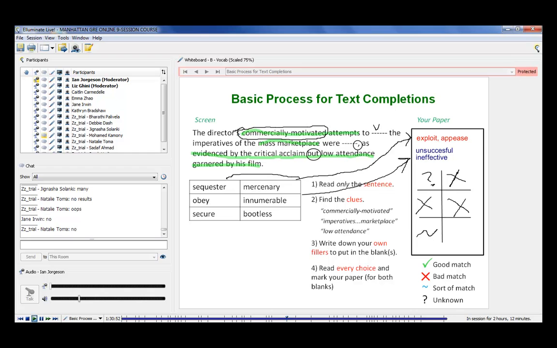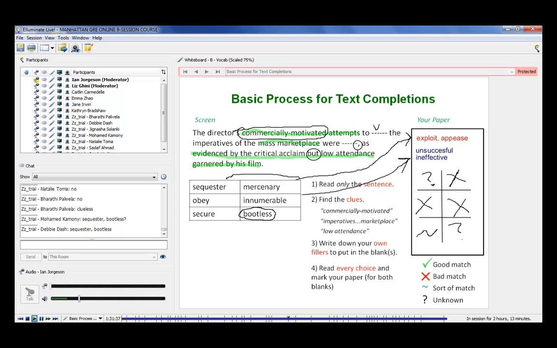Okay, how about bootless? Does bootless mean unsuccessful or ineffective? Bharati says no. What does bootless mean, Bharati? I'm not getting a whole lot. Let's put a question mark here. Okay, let's go back. Here's where we would be. We would have eliminated mercenary and innumerable. We don't know what bootless means. That means we have to pick it. We have to pick it if we don't know what it means and we know that the other answers are wrong.